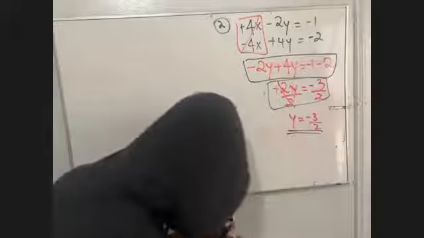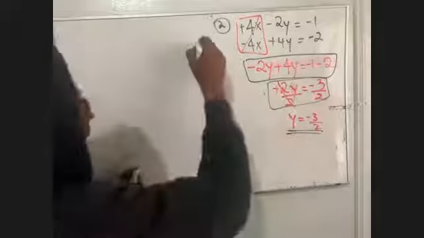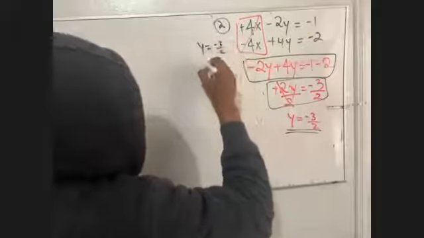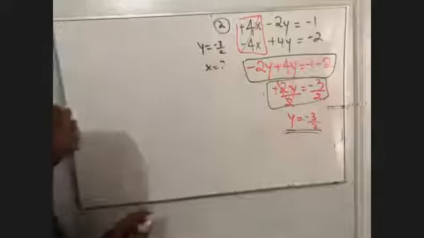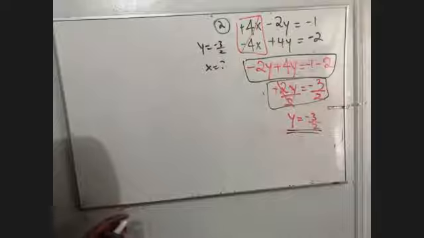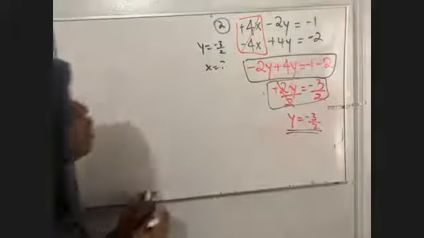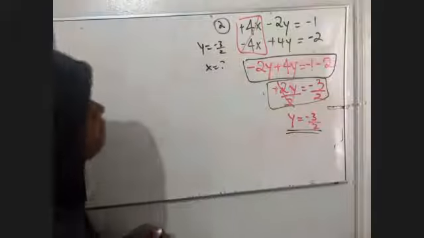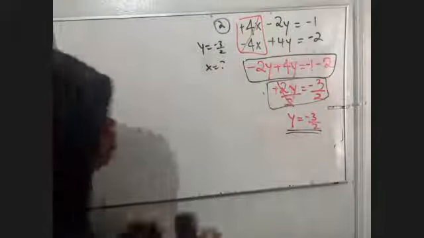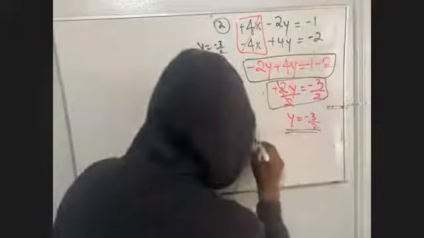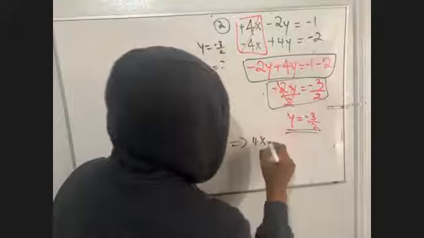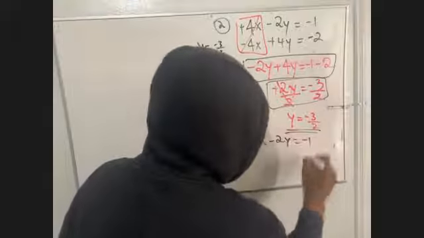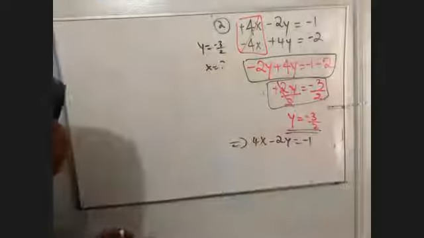We need to find x. Exactly. We know y, which is -3/2, but we don't know x. Now we need to find x. How do we find x? We plug the y into one of the equations. Okay, which one do you want to pick? The first or the second? First. So we have 4x minus 2y is equal to -1. So what do I do now?